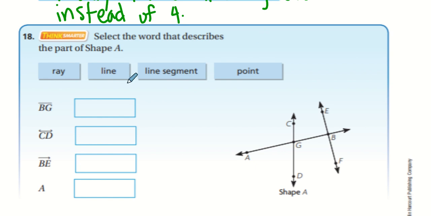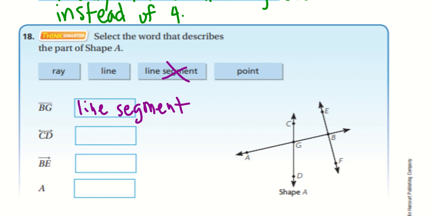Okay, so if I look at this one, I have BG. But if you look up above, that tells you your clue of what it is. There's no arrows on either end. Okay, which means it's just a line segment. So if I'm just going from B to G, okay, it's only part of a line. So on the box, write line segment. It's just part of the line. Okay, and then cross it out.